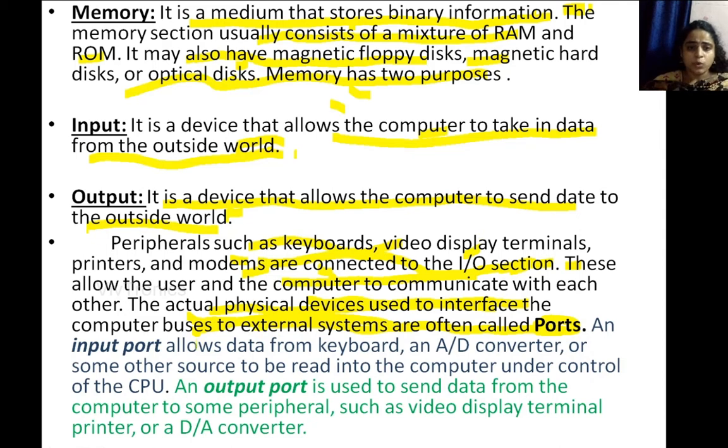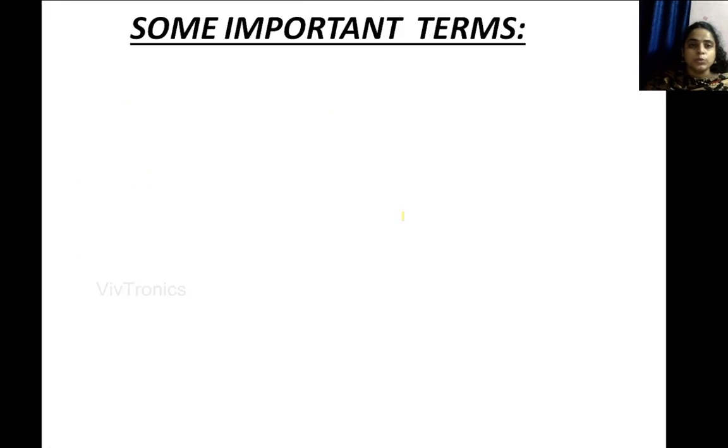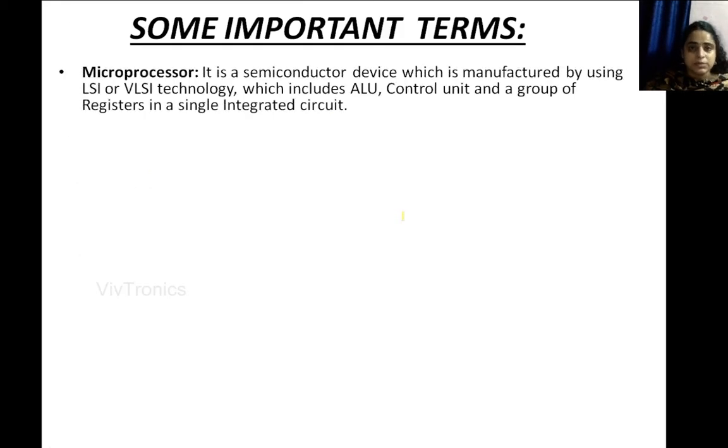An input port allows data from a keyboard or AD converter or some other source to be read into the computer under control of the CPU. An output port is used to send data from the computer to some peripheral such as a video display, terminal, printer, or any D2A converter. So in these couple of lines you have seen some examples of both input and output ports.